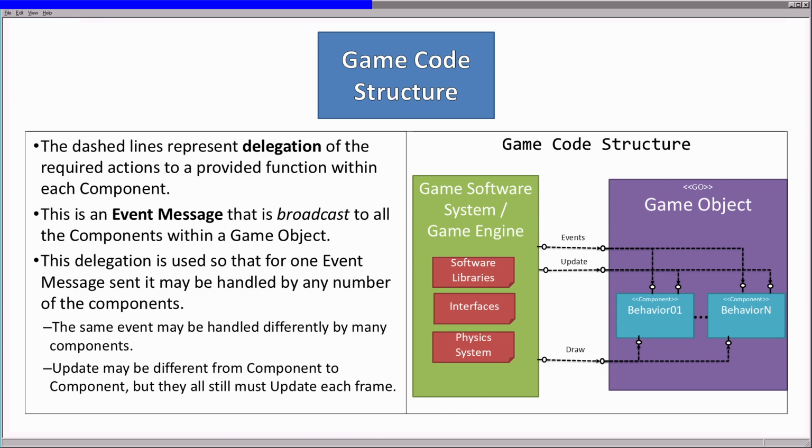Getting hit by an enemy's attack will both reduce health and knock the player backwards. This one collision event will be handled by both the health system and a moving component.